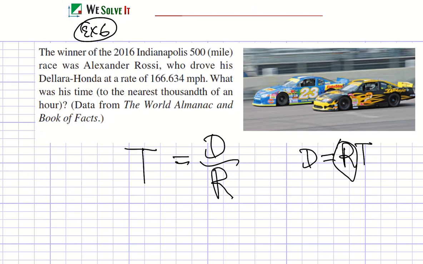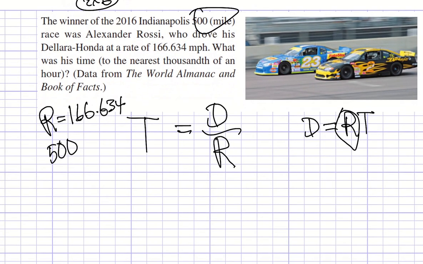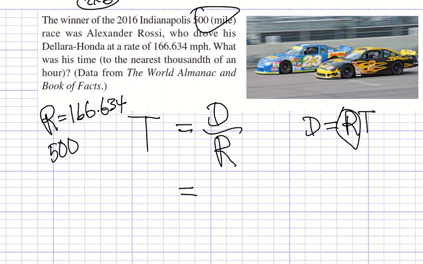We are given r equals 166.634, and we are given distance. They say distance is 500. I hope you see it right there. So you gotta get through the words. Don't hang on the words, man. So what we're looking for is time. So then we'll get 500 over 166.634.